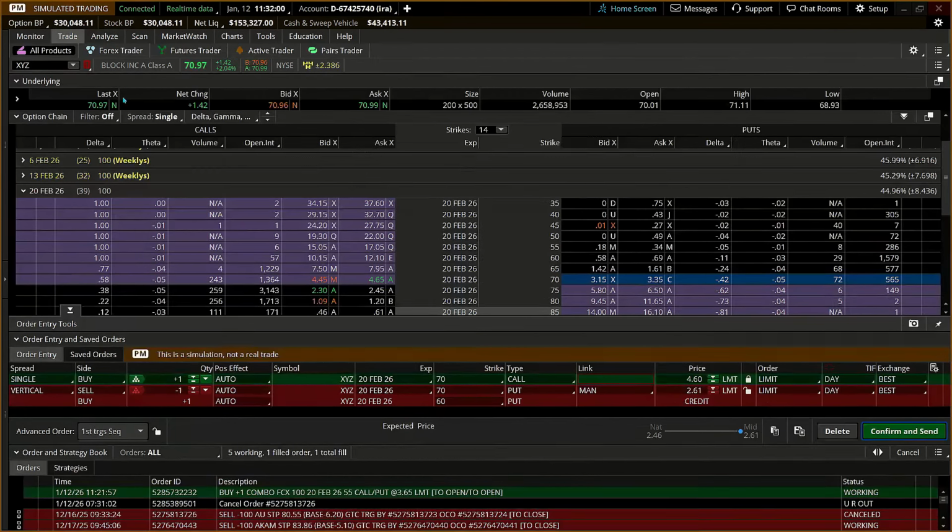Now let's put this whole trade together and talk about how you put it on. Now remember, the other thing about this is when you buy the put, what else do we have to know here?